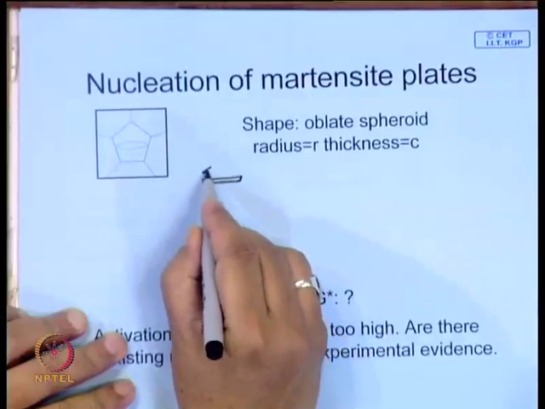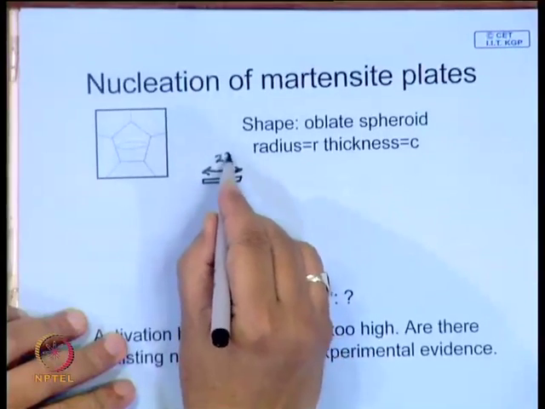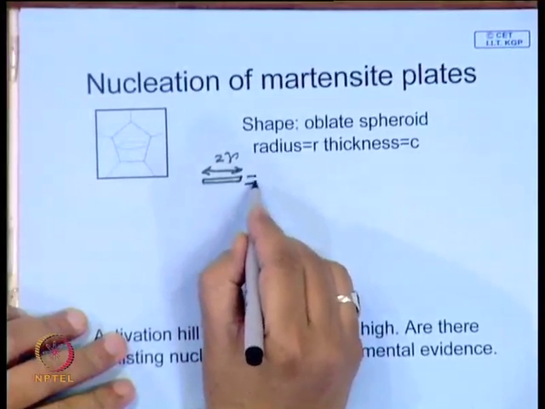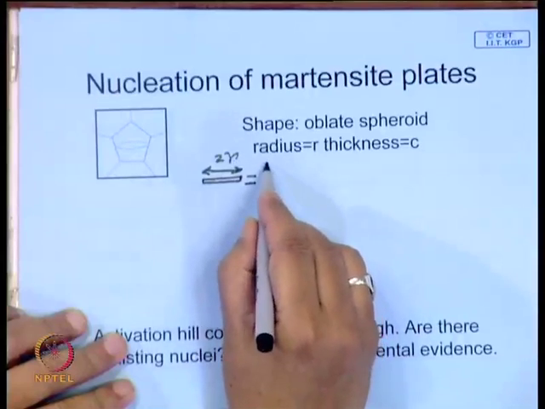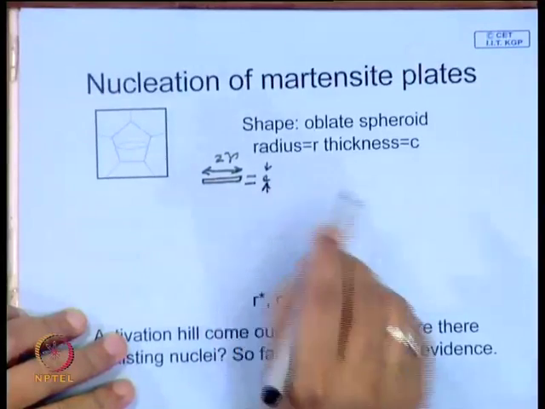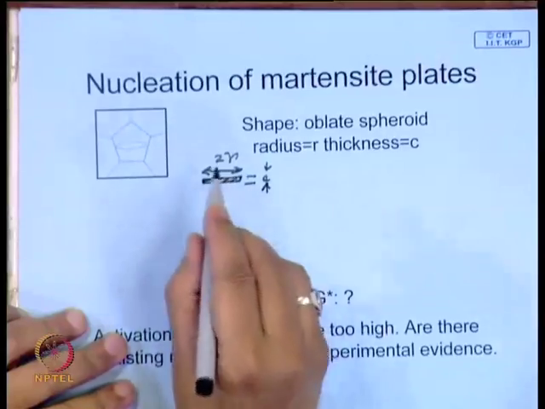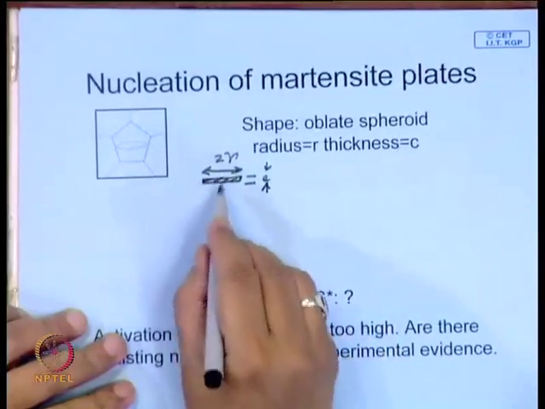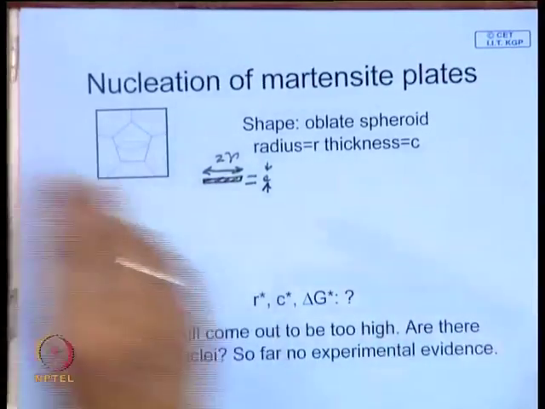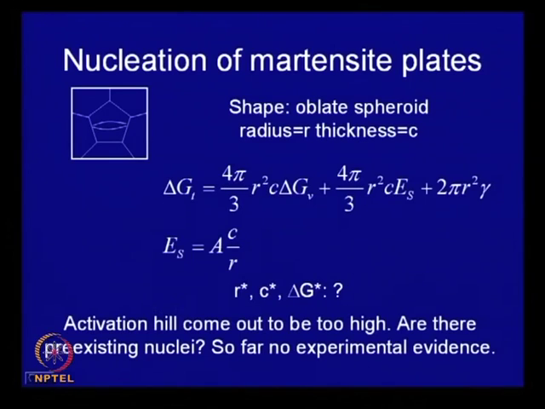So, this radius is twice r and the plate thickness is c. This is the plate thickness. So then it is possible to calculate its volume and its surface area with these assumptions, which is shown over here.